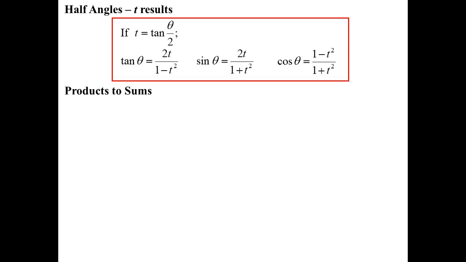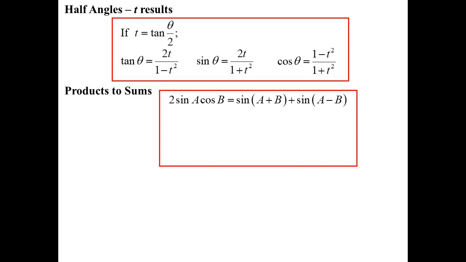Then we have the lovely products to sums that we all love. So 2 sine cos became sine plus sine. And if you forget, well, this is the one that is on the reference sheet, isn't it? But if you don't look at the reference sheet, think about where it came from. If you end up with sine cos, it must have come from the compound angle of sine. And so we end up with the sine, one's the sum, one's the difference.